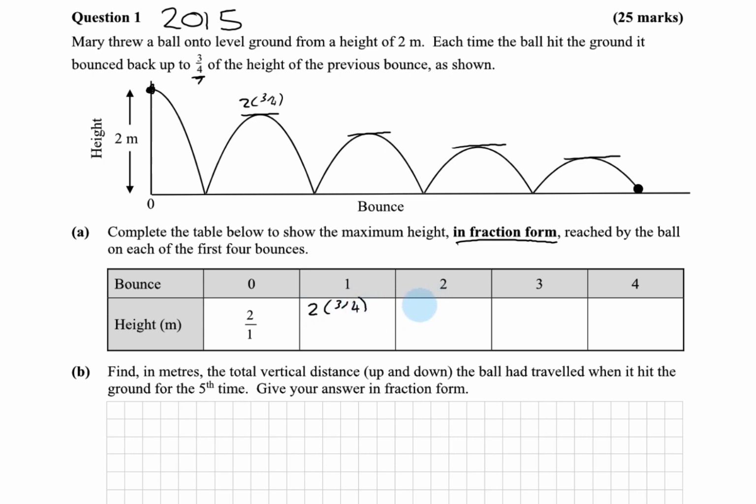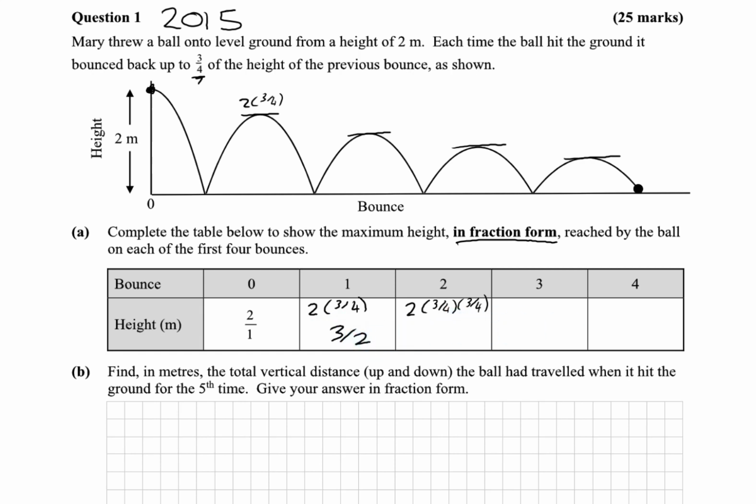And then what we have here, there's a few ways you could do it. So it's 2 multiplied by 3/4, and then multiplied by 3/4 again. Then here, 2 by 3/4, multiplied by 3/4, and then multiplied by 3/4 again. But I'll show you an easier way to do that. The other way you could do it is to say 2 multiplied by 3/4, put that in your calculator, and you'd get 3/2.